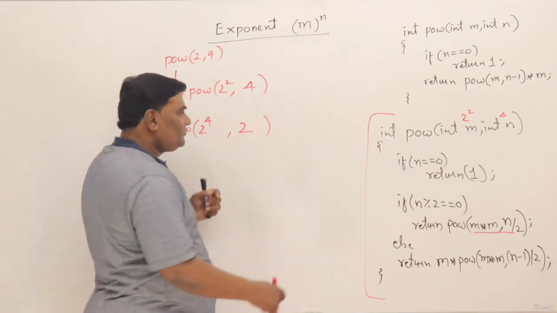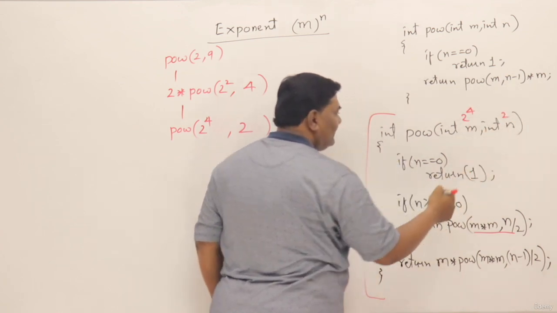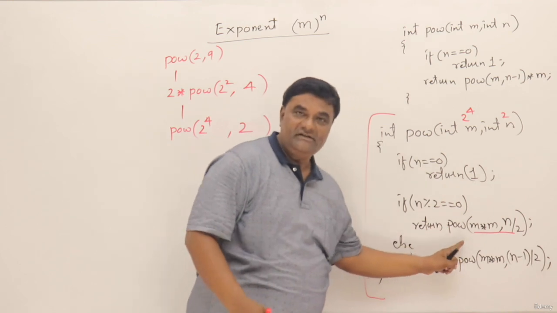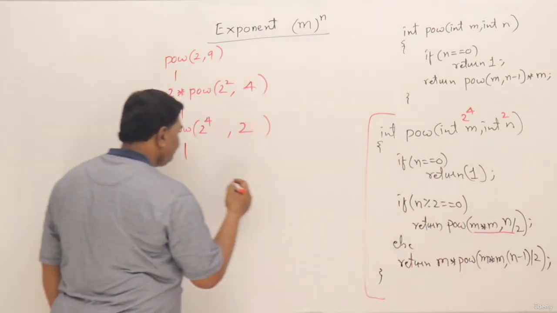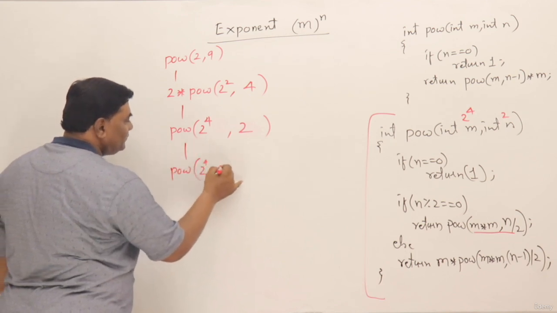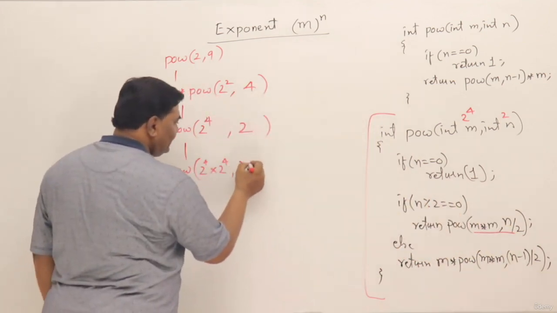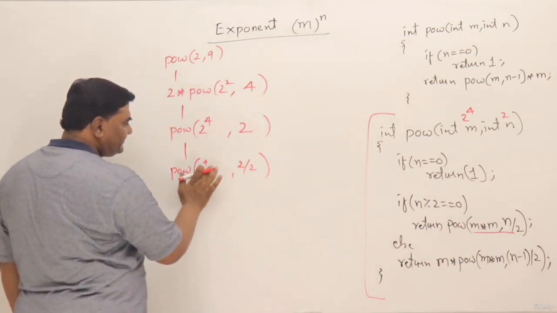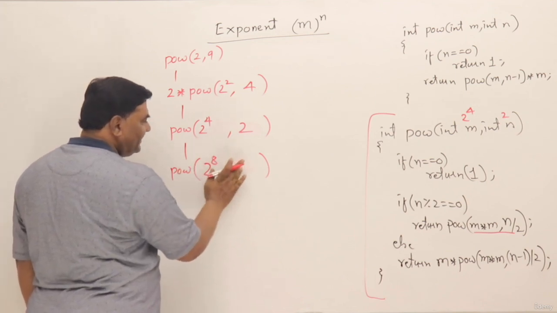Then let us continue. 2 power 4 and this is 2. 2 is not 0 and 2 is even. So it will enter into this part. So next call, that is m into m, power of 2 power 4 into 2 power 4, comma n by 2. So this is 2 divided by 2. So I will rewrite this one. This becomes 2 power 8, and this becomes 2 by 2 is 1.